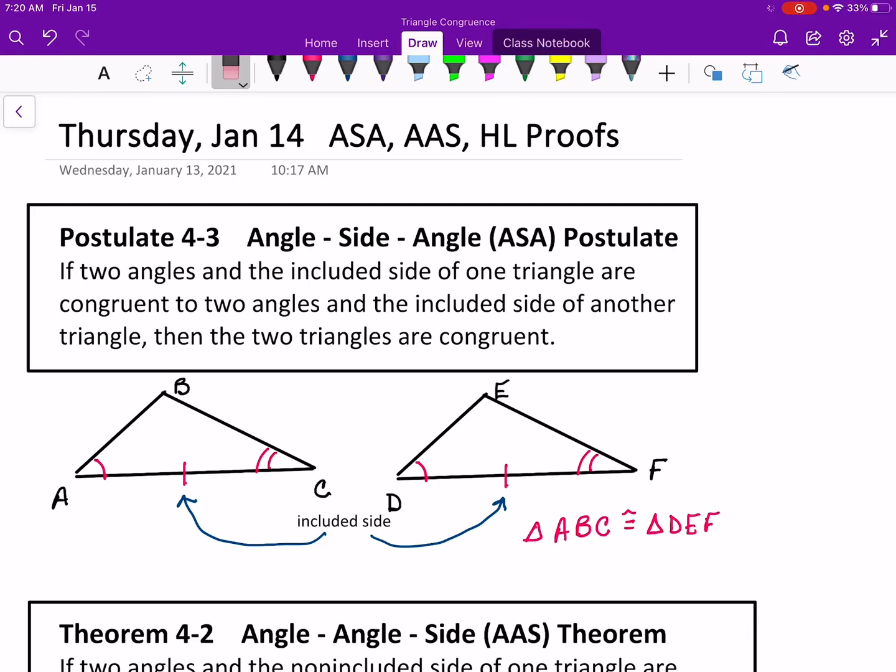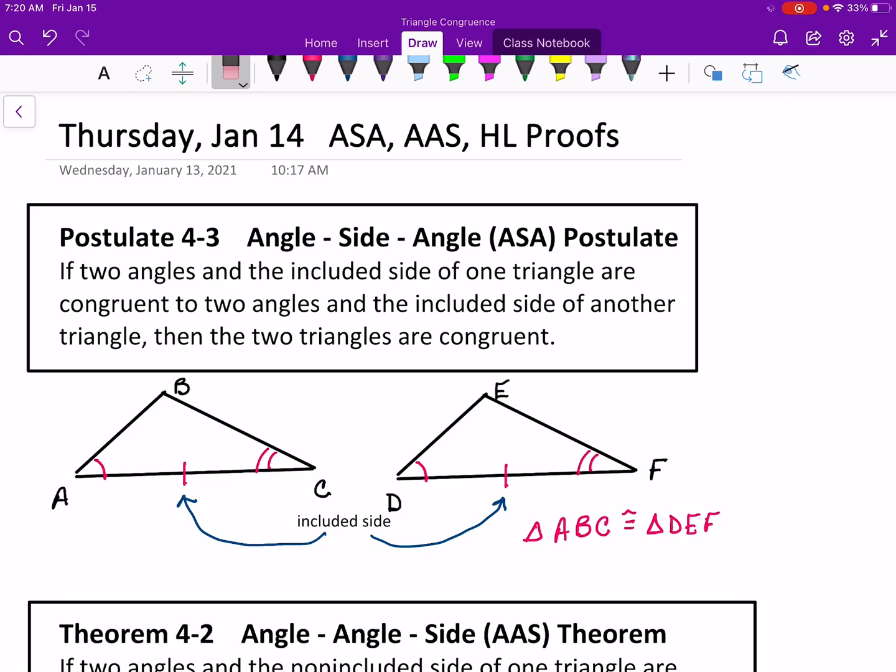These are the notes for Thursday, January 14th. We're taking a look today at three new items, both postulates and theorems: ASA, AAS, and HL, hypotenuse leg. And we're actually going to do the proof of the hypotenuse leg.